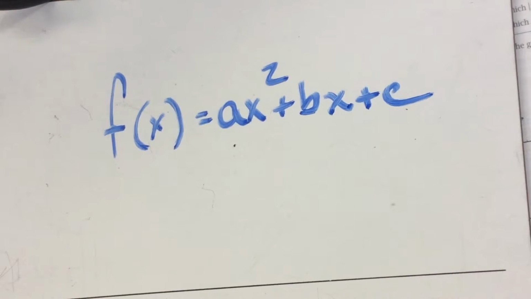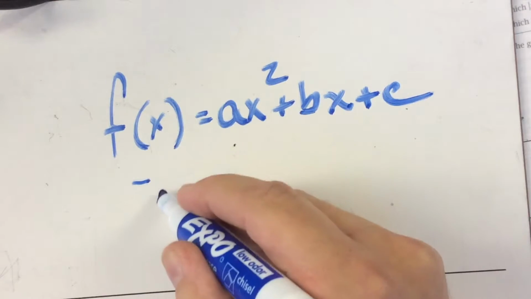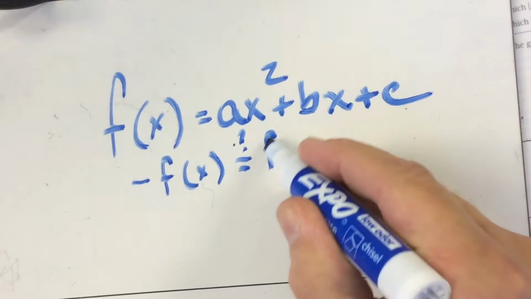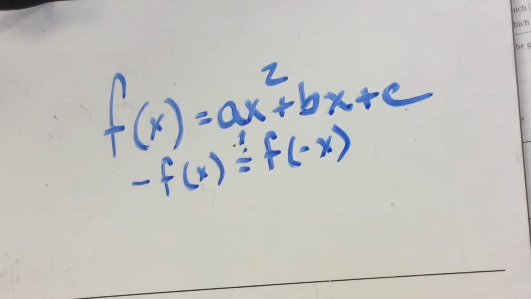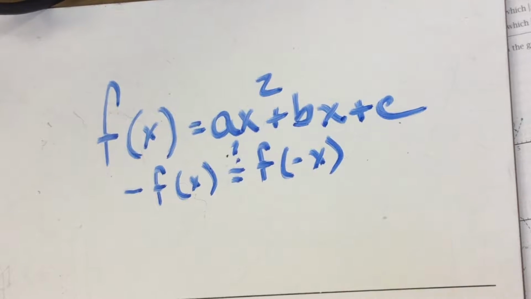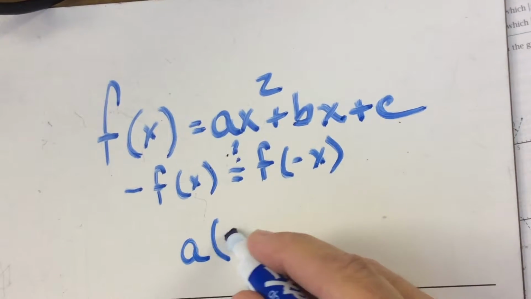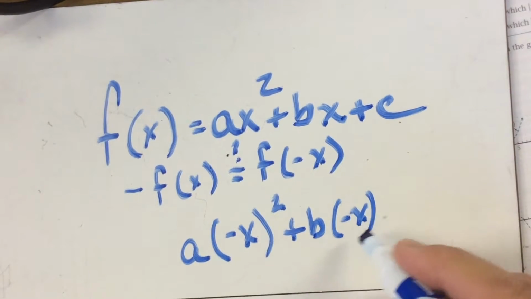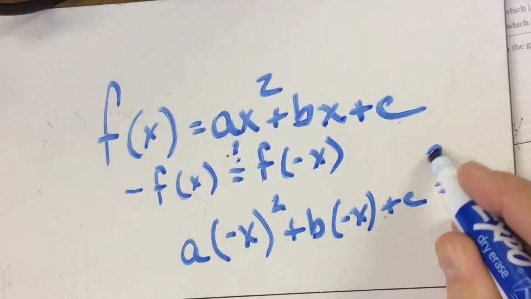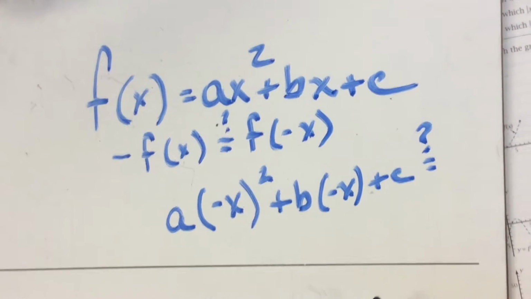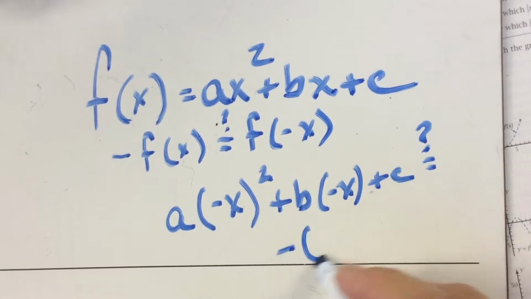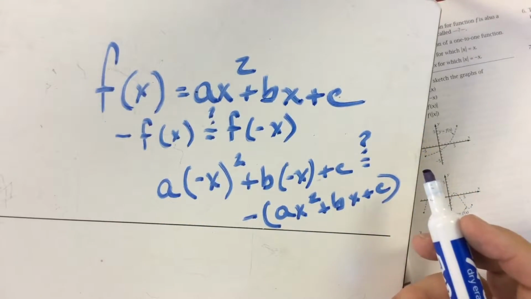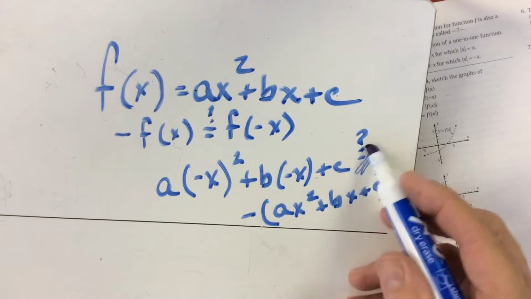Let's just say that's a function. The question is, if I take the entire function and make it negative, is that going to be equal to making that negative? Well, what would that look like? That would look like this. A times negative x squared plus b times negative x plus c, is that equal to negative ax squared plus bx plus c? No, they're not equal at all. That's not odd.